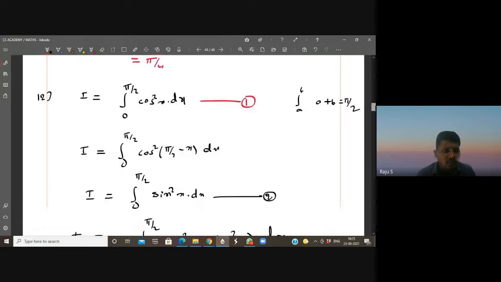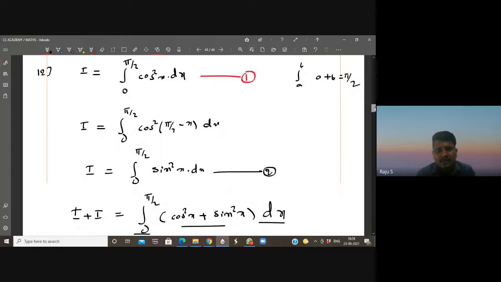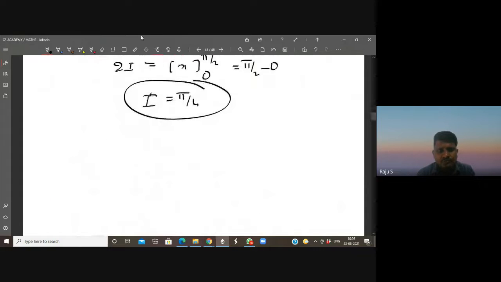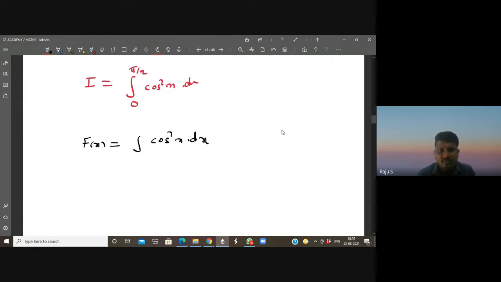The same question once again I am going to explain in the next exercise, but another way. This is method 2. In method 1, what to do? I is equal to integral cos square x dx from 0 to pi by 2. Yes, students, f of x. First you evaluate integral cos square x. This we have already done, we have done it in indefinite. Cos square x can be written as: cos square theta is 1 plus cos 2 theta by 2.